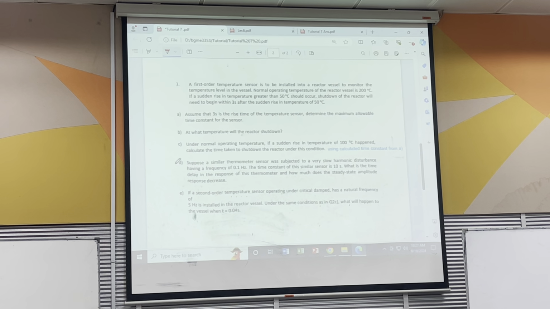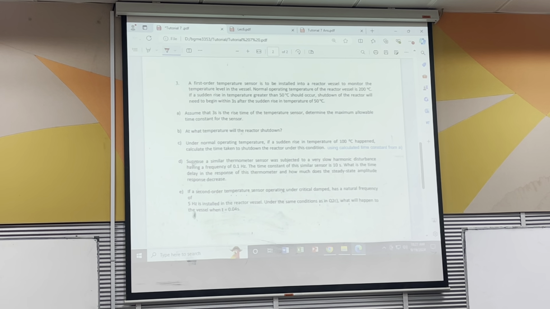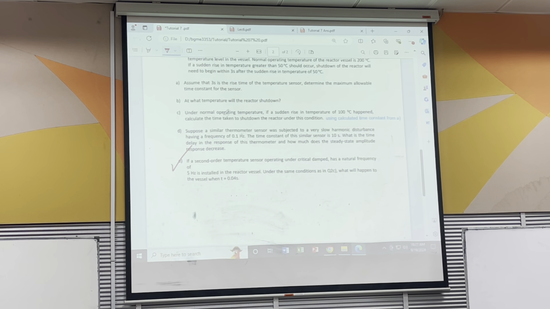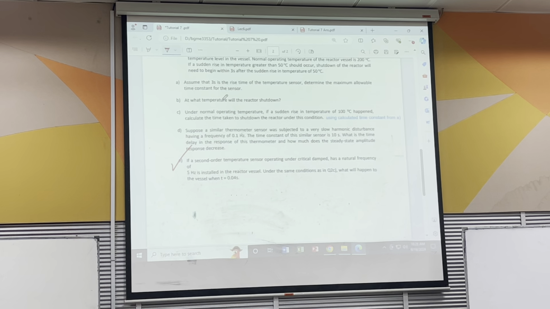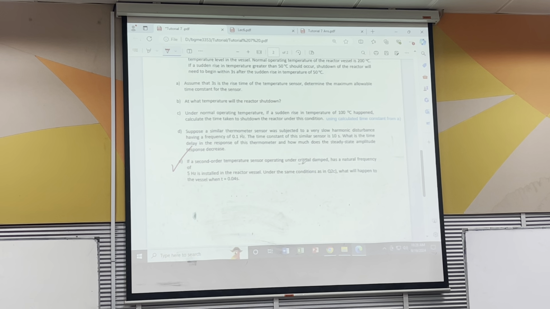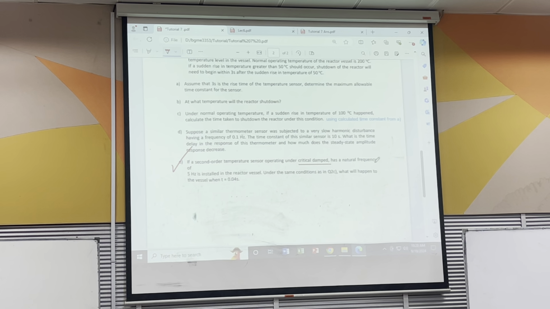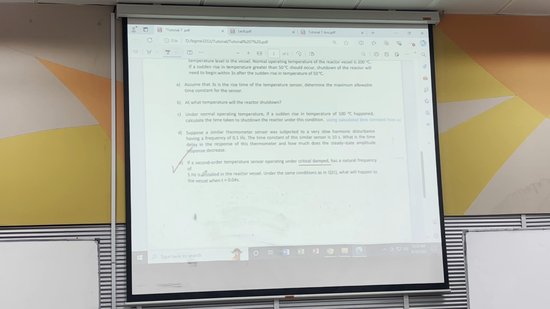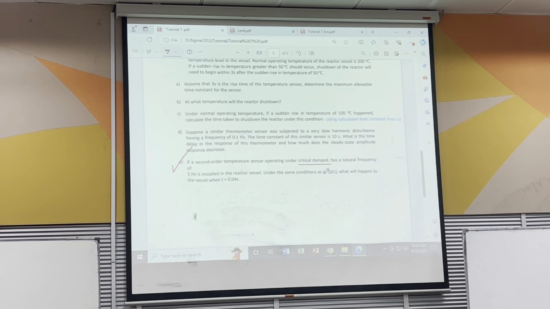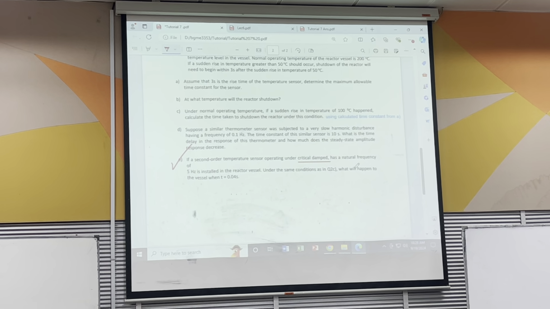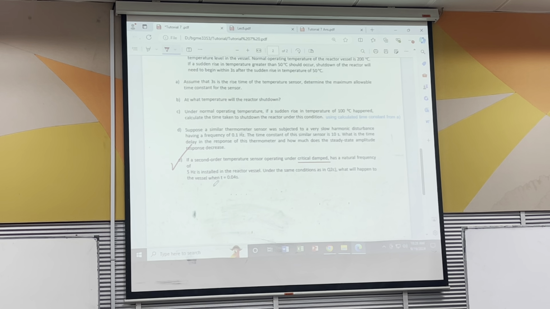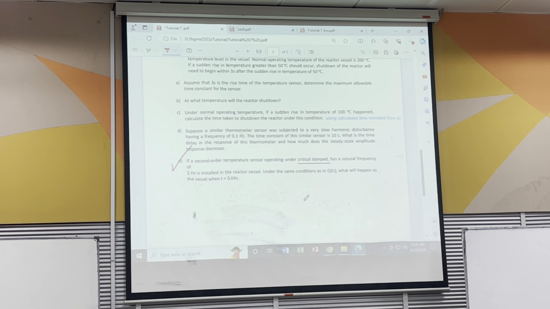I think we have completed 3D except E. Okay, now it's time to do E. If a second order temperature sensor operating under critical damping has a natural frequency of 5 Hz, right? Under the same condition in question 2C, what will happen to the vessel when t equals 0.04 s?